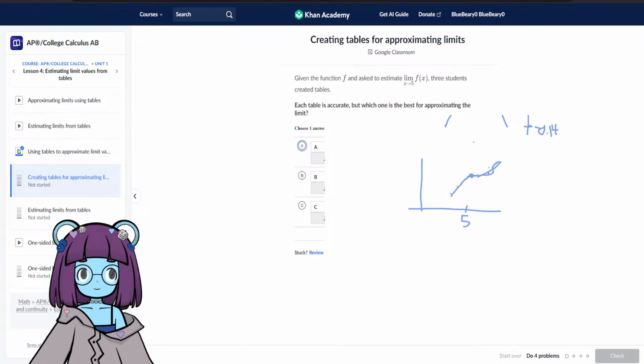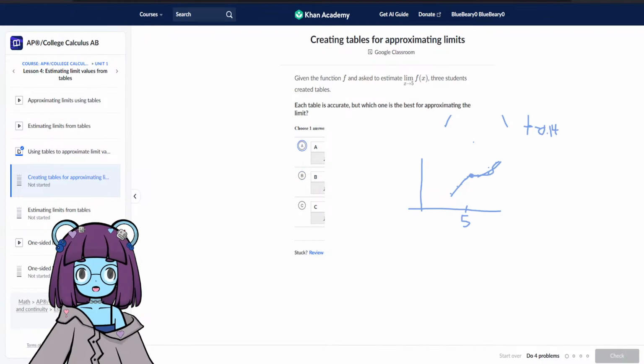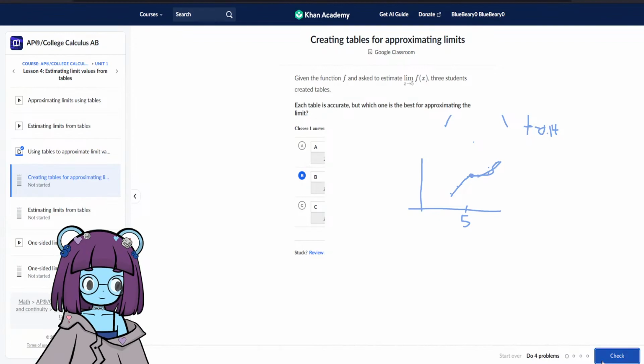Let's go! Question time. Given the function f and asked to estimate the limit of f of x as x approaches 5, 3 students create a table. Which table is the best? This has it from... That's too far away. It doesn't have to be negative. This one. 5 fits right here. And you have one from the left, which is 4.995, and one from the right, which is 5.005. Yay!